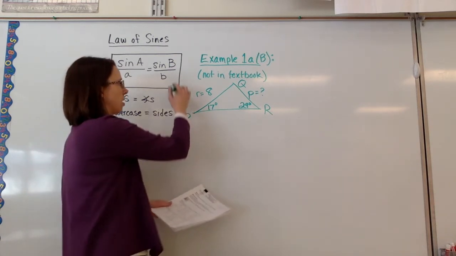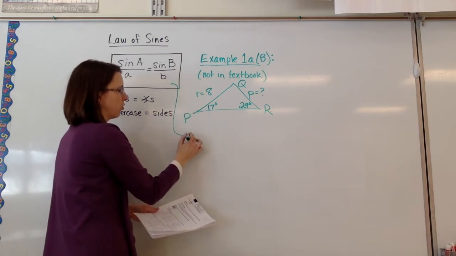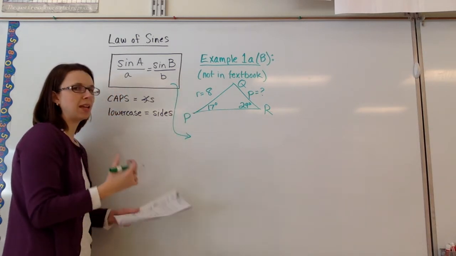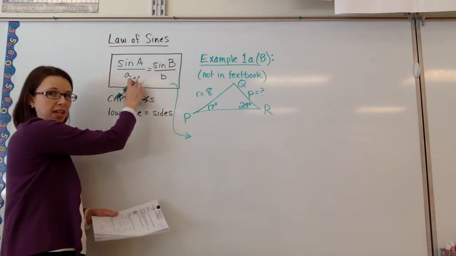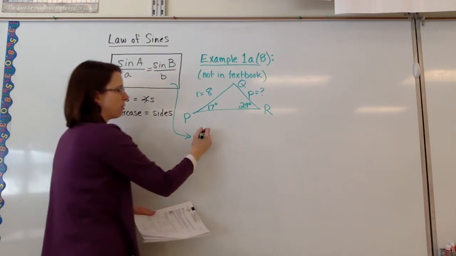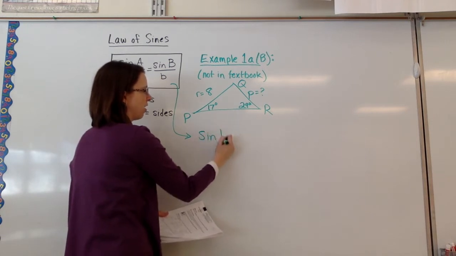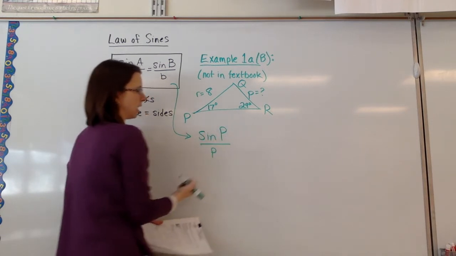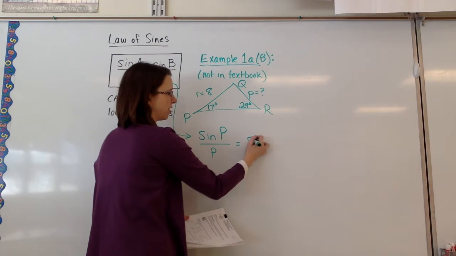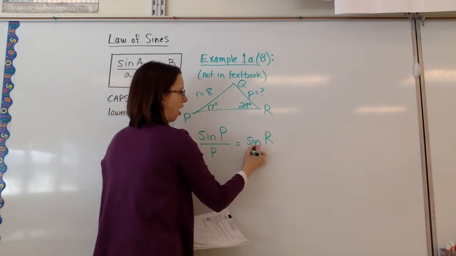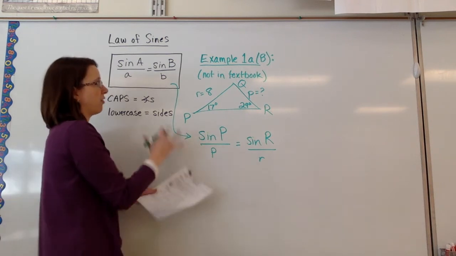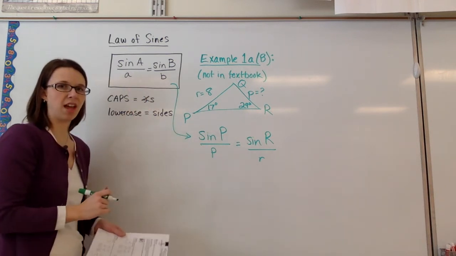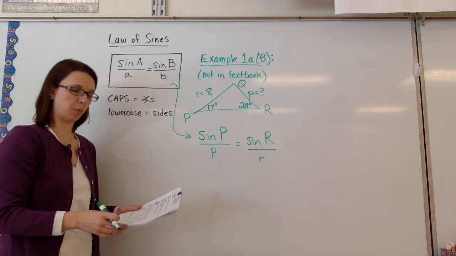So obviously we need to modify a little bit this formula. We're not using A and B anymore, but you notice that we're always using the angle and the side opposite it in these proportions. So I'm just going to start with the sine of angle P over little p is going to equal the sine of angle R over little r. And that's what I want to use as far as a modified version of my law of sines for the letters for this particular problem.